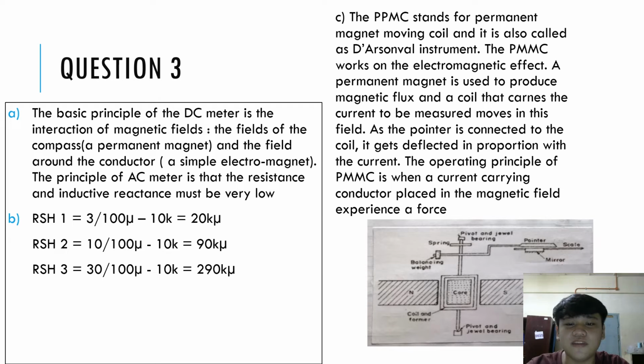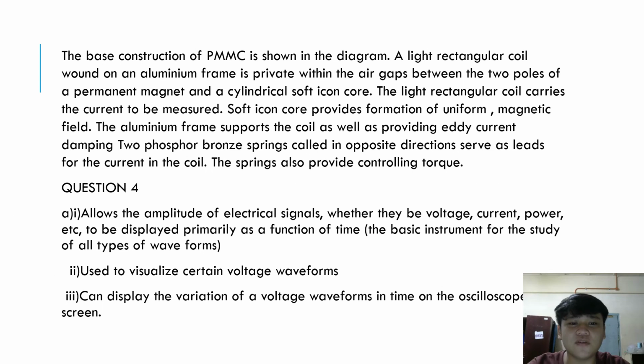The operating principle of PMMC is that a current carrying conductor placed in a magnetic field experiences a force. Okay, this is the diagram. The basic construction of PMMC is shown in the diagram. A light rectangular coil wound on an aluminum frame is pivoted within the air gaps between the two poles of a permanent magnet and a cylindrical soft iron core.